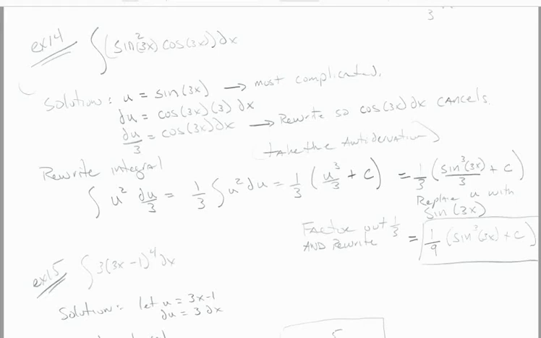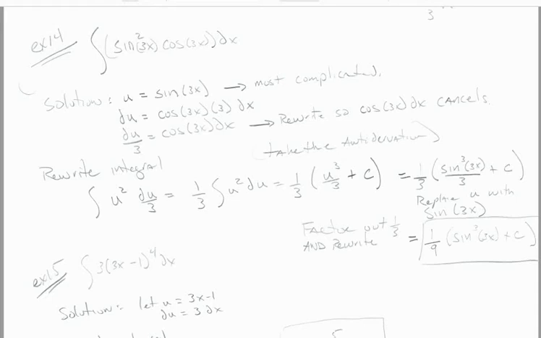So this is a scenario where we don't want to pick necessarily the argument. We want to pick one of the trig functions so it eliminates the other one. Pick the more complicated trig function. Sine squared is more complicated than cosine. So we're going to choose u to be sine of 3x.